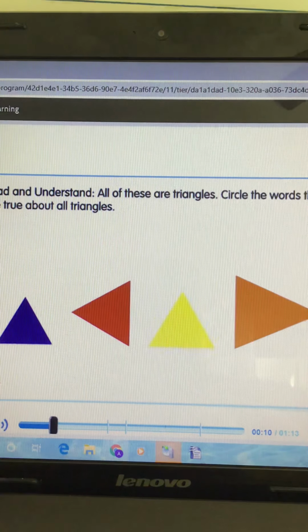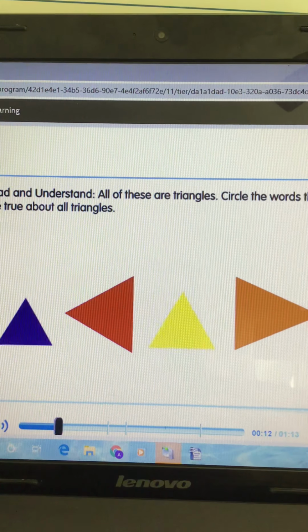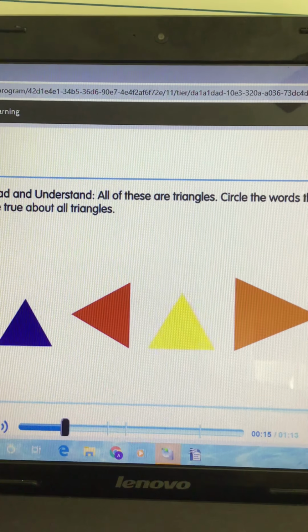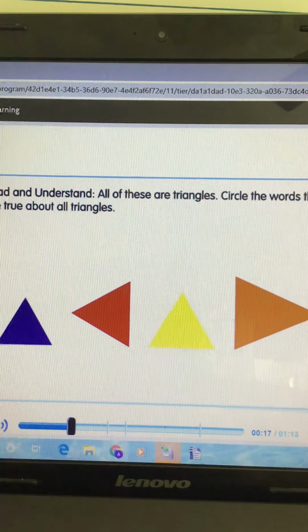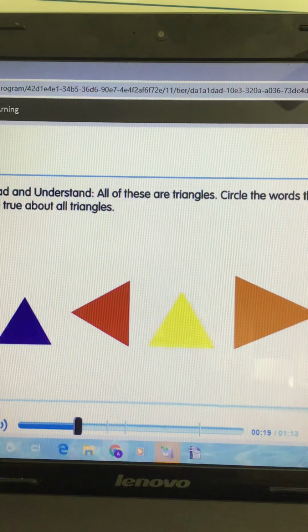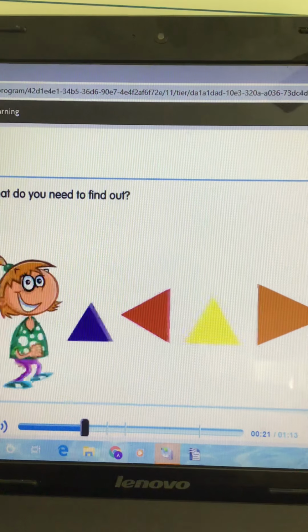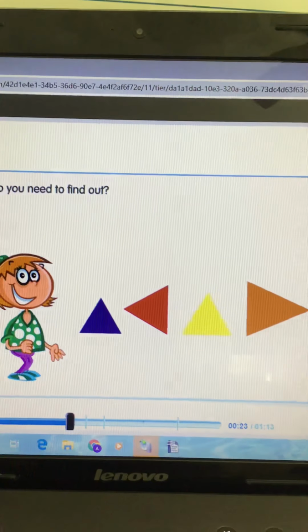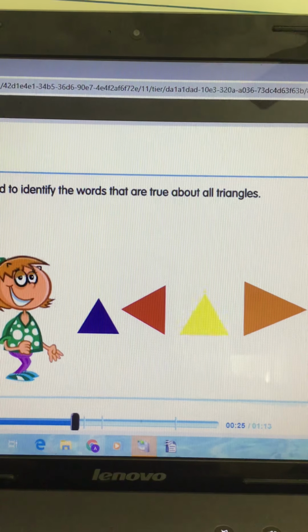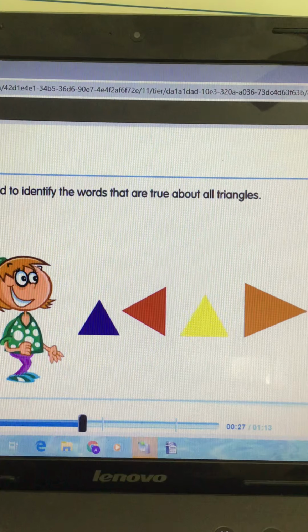Read and understand. All of these are triangles. Circle the words that are true about all triangles. What do you need to find out? You need to identify the words that are true about all triangles.